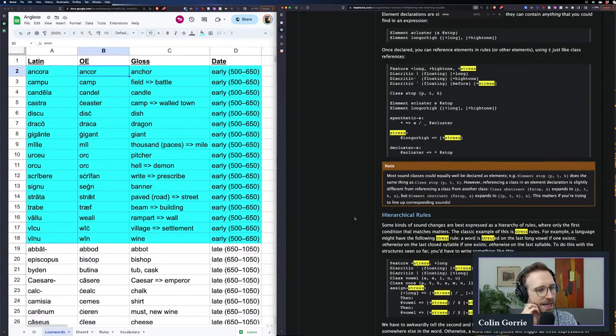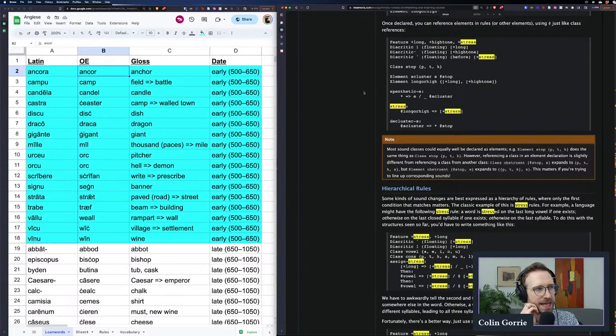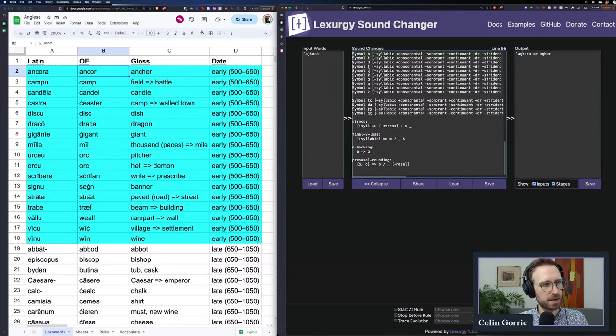Assign stress. Maybe I actually have to put something in the left-hand side. So let's do plus syllabic. There we go. Okay. So that's given us our stress back. Perfect. And now this is looking very nice. Encore.